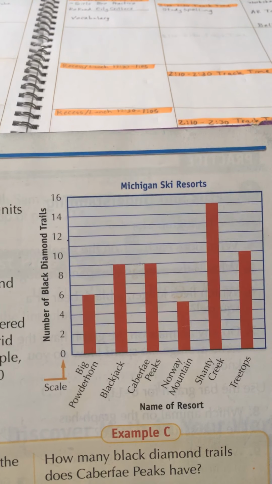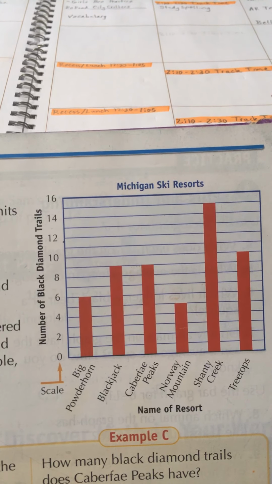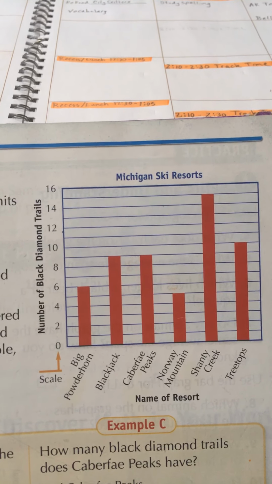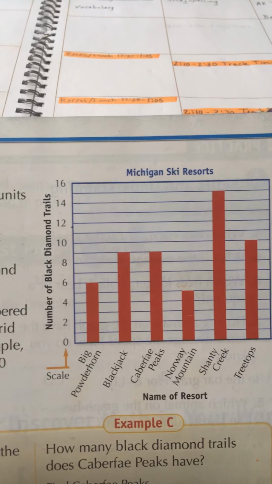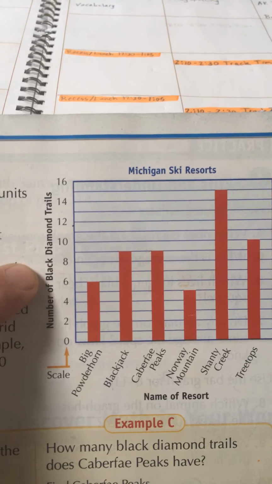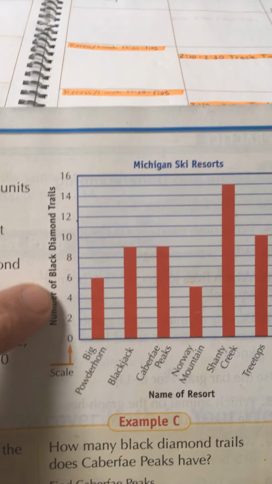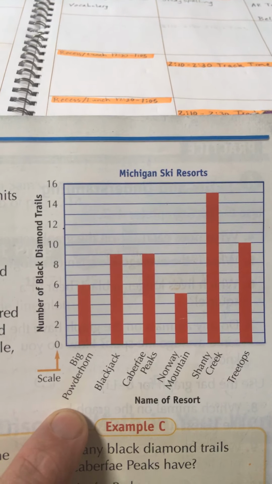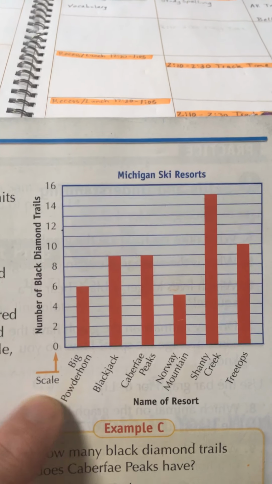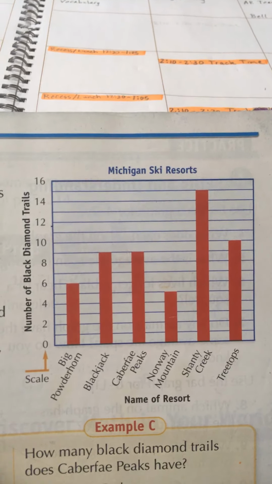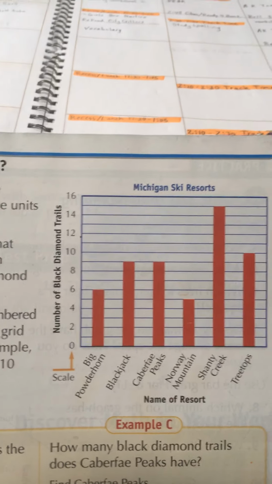6 what? Well, that would be the number of black diamond trails. 6 black diamond trails. You can see the information on the left. 6 is the number of black diamond trails. So, the big Powderhorn, that's a ski resort, that would have 6 black diamond trails. Okay? So let's just look at some questions that go with this bar graph.